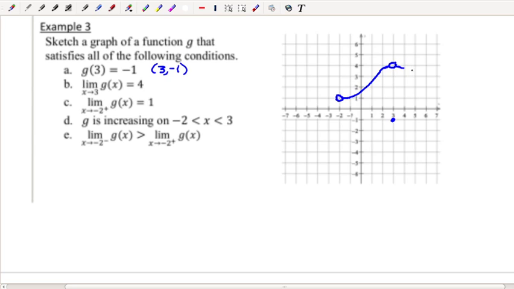And you can kind of decide what shape. You could have actually done a straight line there. It's up to you, just as long as it's increasing.